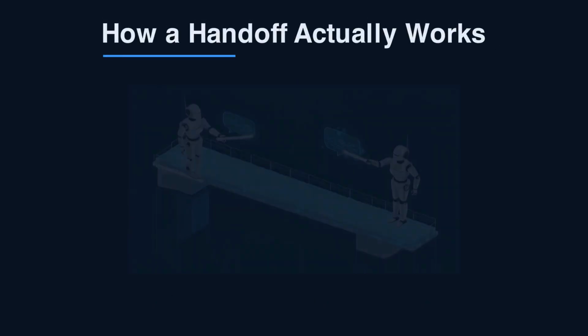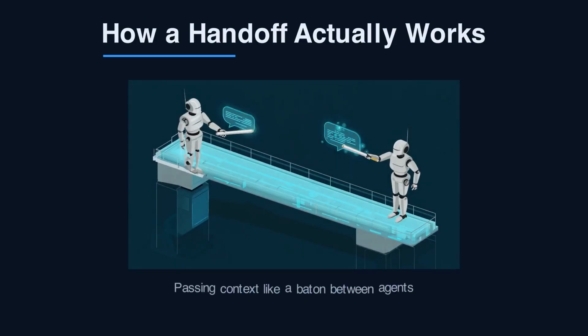Here's the mechanism people miss. There's no magic teleport between agents. A handoff is just a tool call. You give your triage agent a function tool like route_to_billing. The model decides to call it. Your code sees that tool call in the run, and you respond by creating a run for the billing agent on the same thread. Because the thread is shared, the specialist sees the full conversation context with no copying.